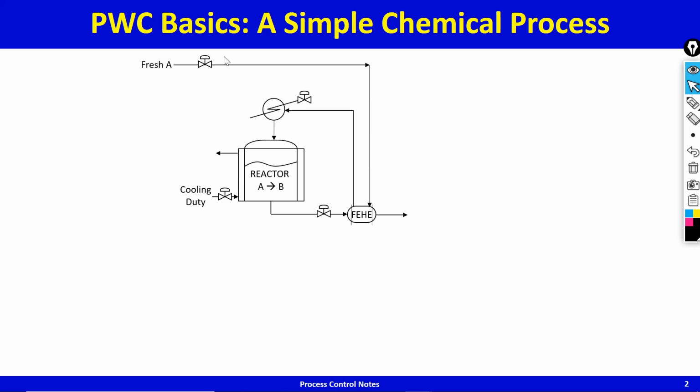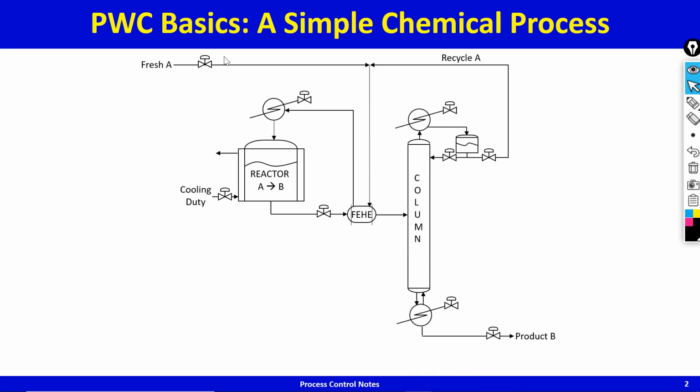The reactor effluent is hot. It loses some of its heat to preheat the cold feed, and the cooled reactor effluent then goes to a distillation column that recovers pure B down the bottoms and recycles pure A up the top. The key point to be noted, you have energy recycle in the feed effluent heat exchanger and the distillate is being recycled back to the reactor, and this is a characteristic of all chemical processes.